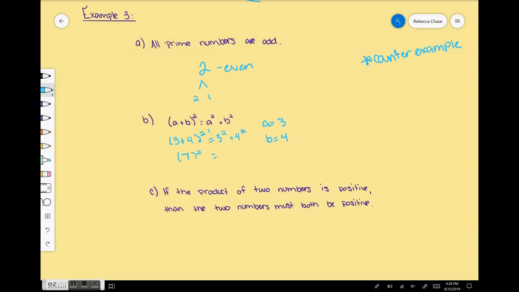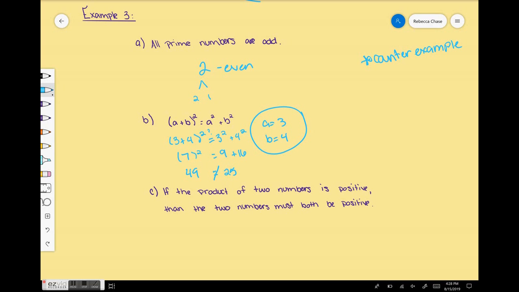So 3 plus 4 is 7. Remember, parentheses first. And then that's going to be 49. 3 squared is 9 plus 16. 16 plus 9 is 25. Does 49 equal 25? No. So this right here would be my counterexample. I don't even have to check to see if it works for anything else. I just know that it doesn't work for that, so it can't be true.